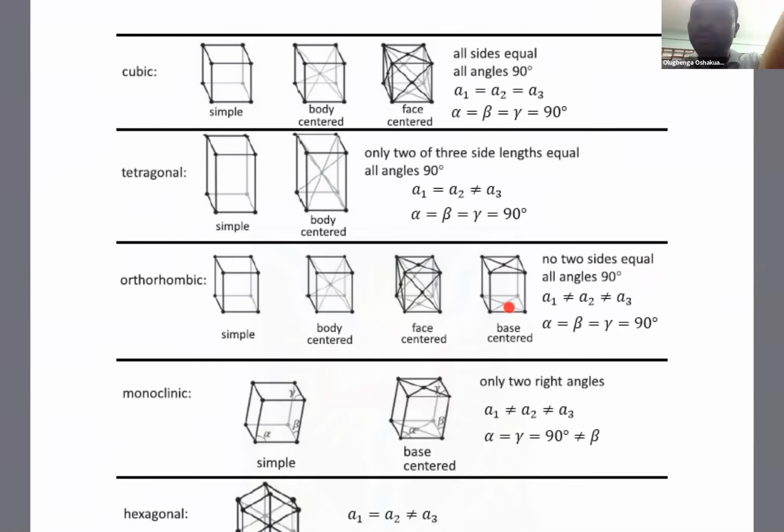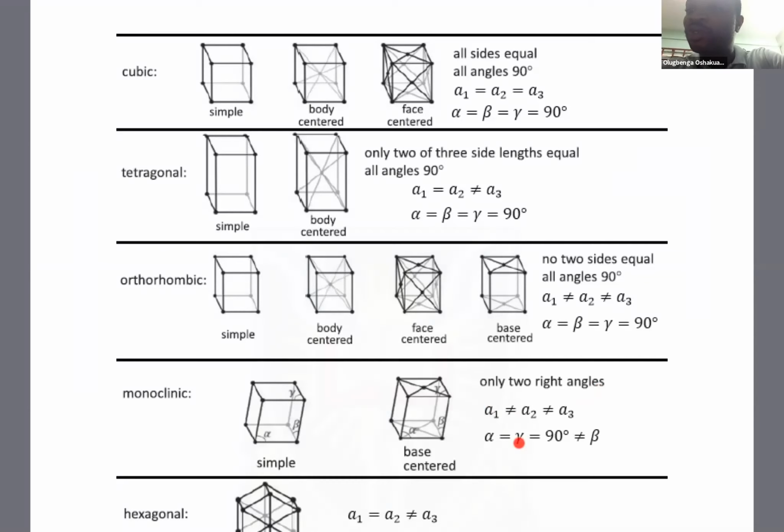So now going to monoclinic, none of the sides are equal, just like in orthorhombic. None of the sides are equal. And then alpha, beta, gamma, you can view them from this image. Alpha is the angle between two vectors, beta is the angle between two other vectors, and gamma is the angle between two other vectors. Now you can take the three, A1, A2, and A3, in pairs. The angle between A1 and A2 will be alpha, the angle between A1 and A3 will be gamma, the angle between A2 and A3 will be beta.